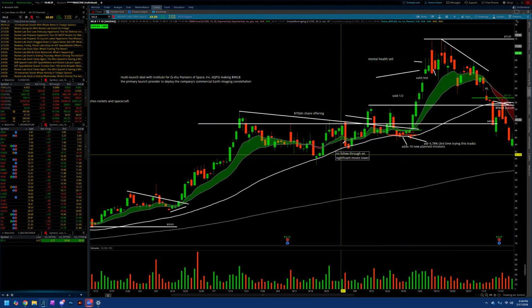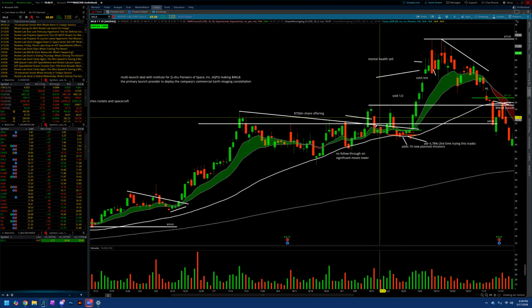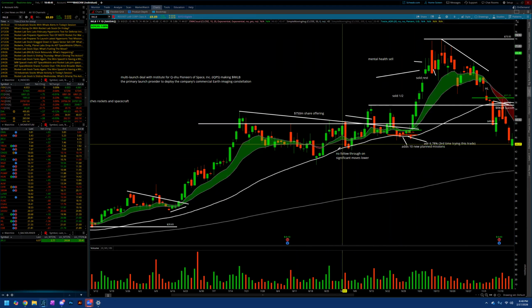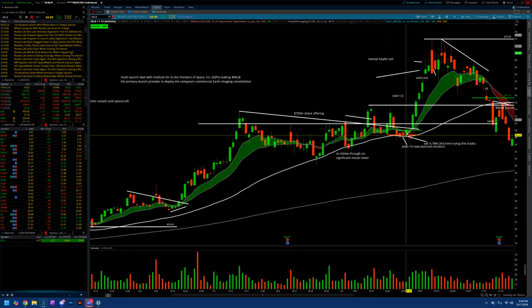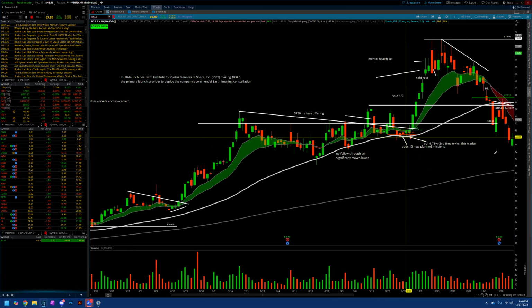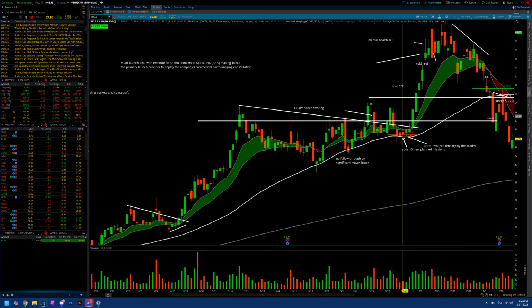Also, this name continually had really horrible news and continued to not break down. Like here, they did a $750 million share offering. The price didn't break down. It had one bad day and that was it. Every single time sellers stepped in, it never had any follow through, which I even noted here on the chart. And then right before I entered, they added 10 new planned missions. The stock didn't react at all.